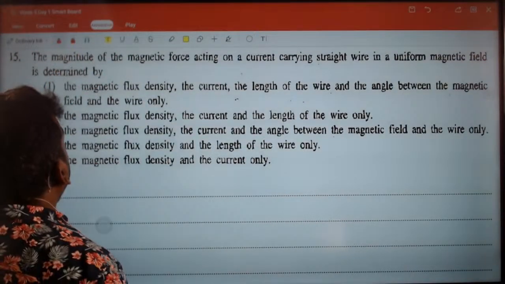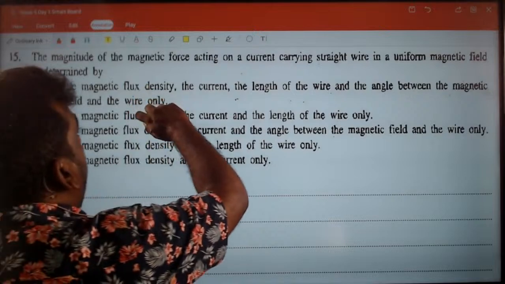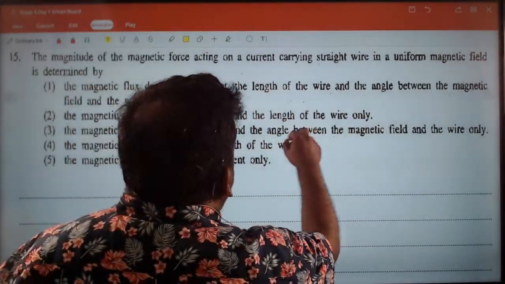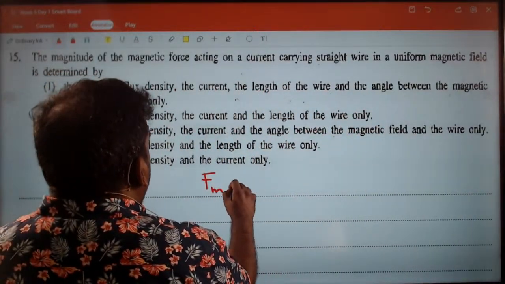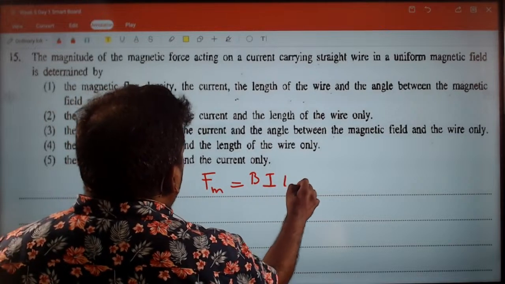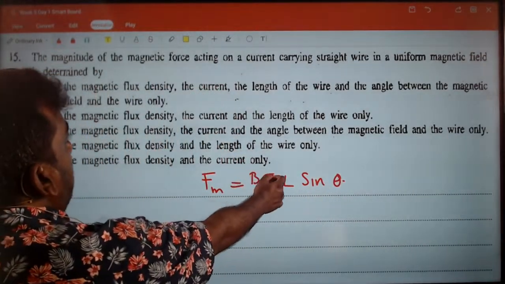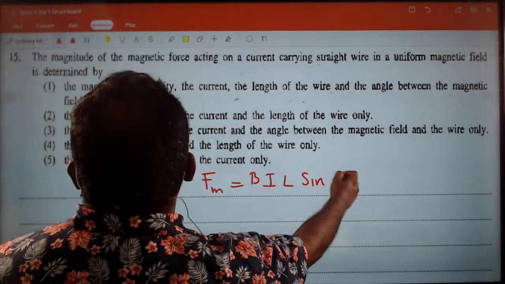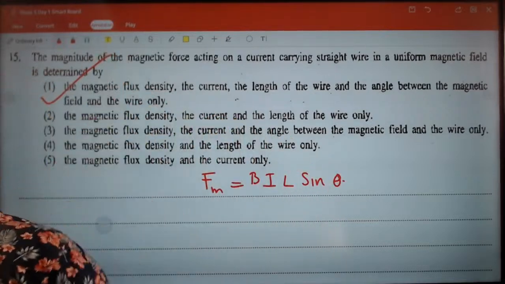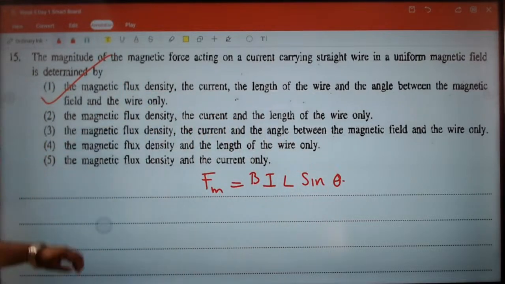Right. The magnitude of the magnetic force acting on a current carrying straight wire is BIL sine theta. It depends on magnetic field, current, length, and the angle between the magnetic field and the wire. First one is correct. Very simple.